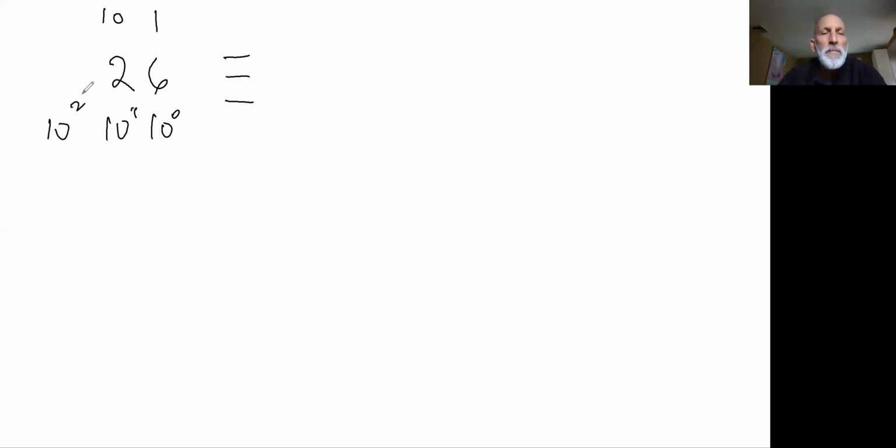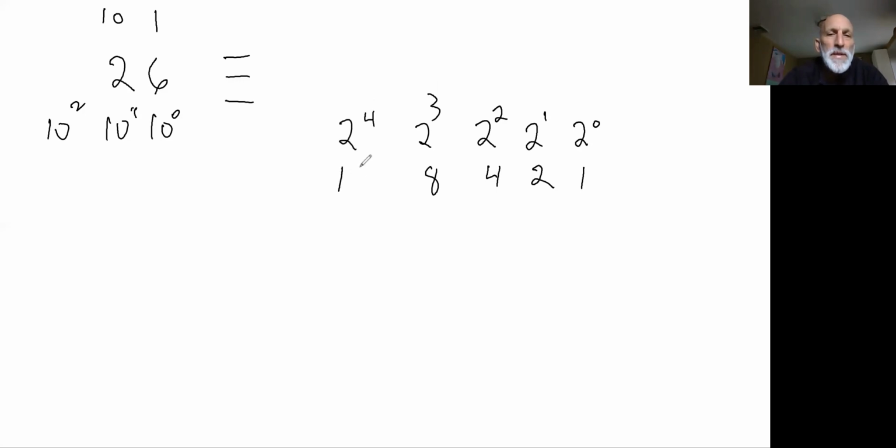So in binary, the place values are base 2. That means the first place would be 2 to the 0 power, which is also a 1. The second place would be 2 to the first power, which is a 2. The next place, as we move to the left, is 2 to the second power, which is the 4's place. 2 to the third power is the 8's place. 2 to the fourth power is the 16's place, and so on. So you have place values of 1, 2, 4, 8, 16, 32, 64. It's just a doubling of each previous place value.